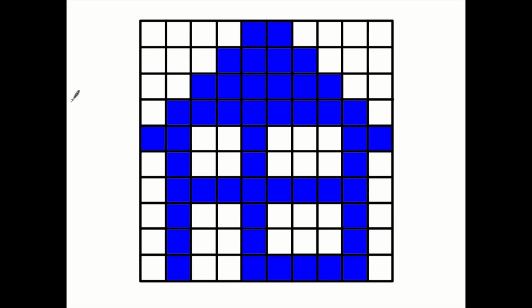And I counted these up earlier, and I had shaded in 48 out of those 100 squares, which is 48%. And in terms of a decimal, 0.48.